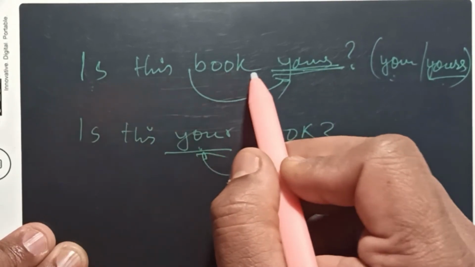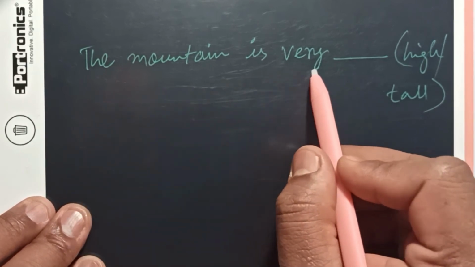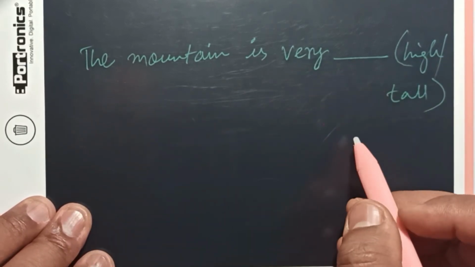So is this book yours? Okay, let's look at this sentence. The mountain is very dash high or tall.